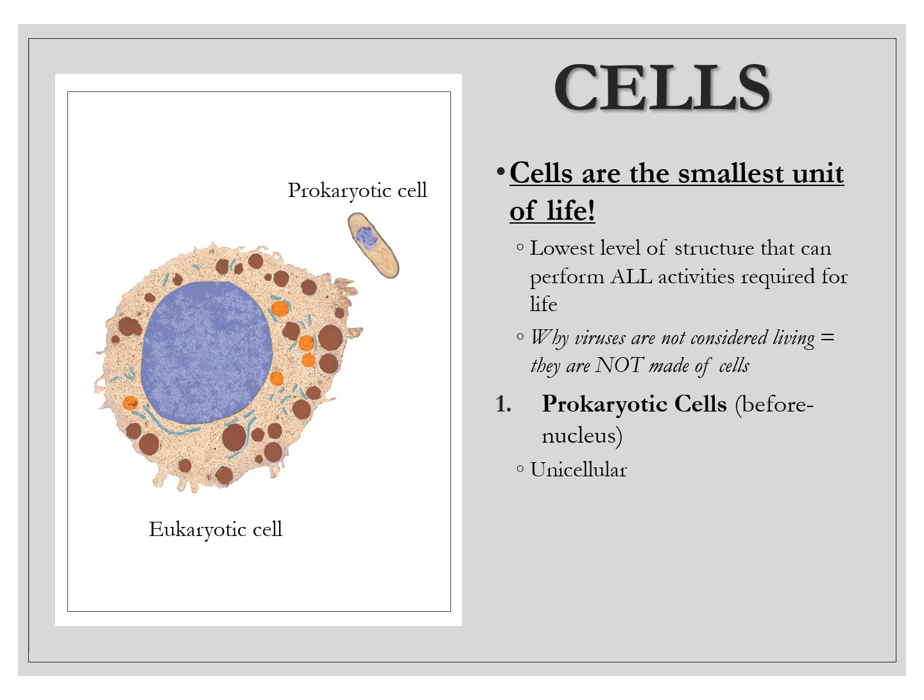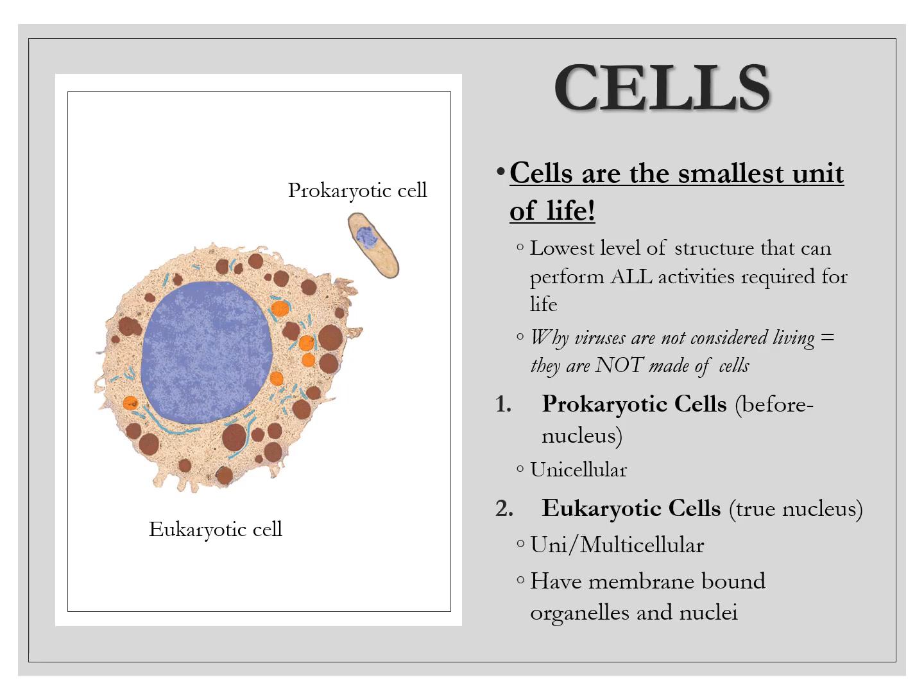So let's take a look at some cells. There are two types of cells in the living world, and those are prokaryotic cells and eukaryotic cells. So what does prokaryotic and eukaryotic mean? Prokaryotic means before a nucleus. So it doesn't have a true nucleus.